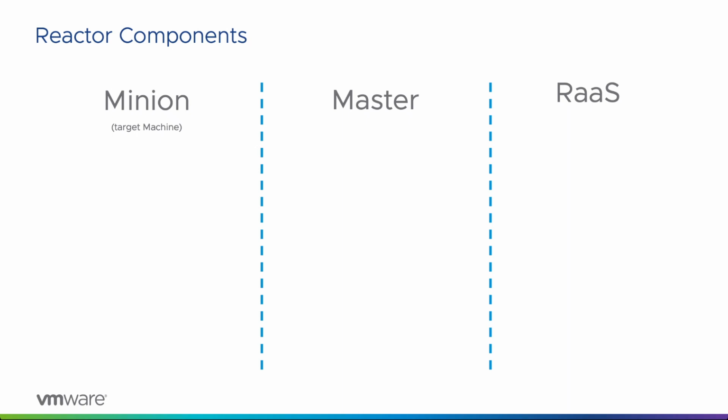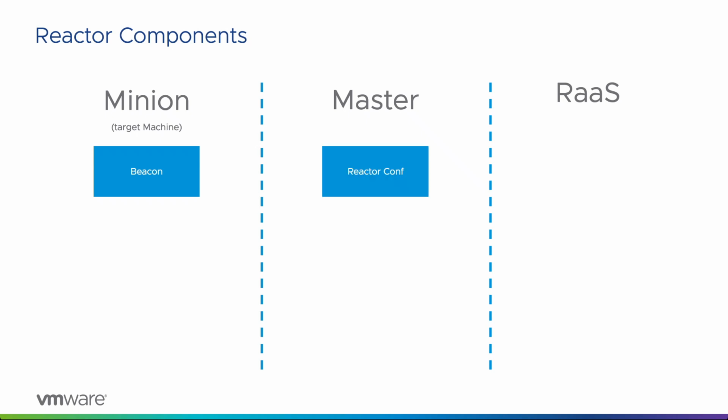If you're already familiar with SaltStack, you might know those components: the minion, the master, and the RaaS. When you want to use reactors, you need to do some configurations on those components. The first configuration has to be done on the minion. You have to deploy a beacon. The beacon is responsible for monitoring your system events and forwarding those events to the master.